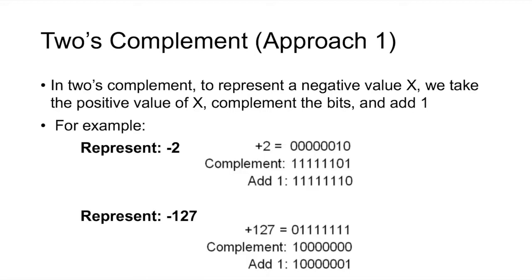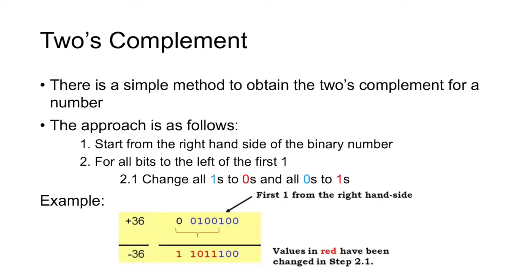We do the same thing with negative 127. We start with 127, and that value is a 0 and seven ones. We complement that and we have a 1 and seven zeros. We add a 1 and we have a 1, six zeros and a 1. So that's the long way of doing 2's complement.